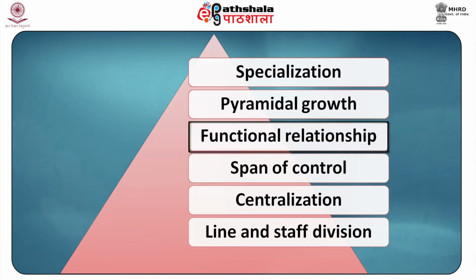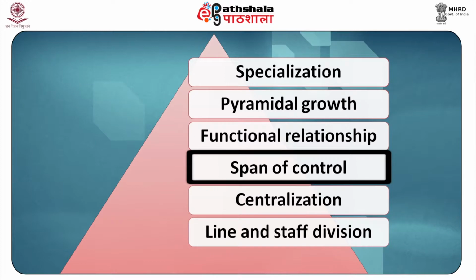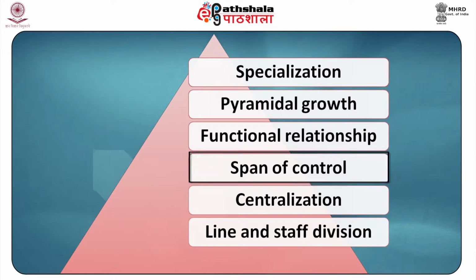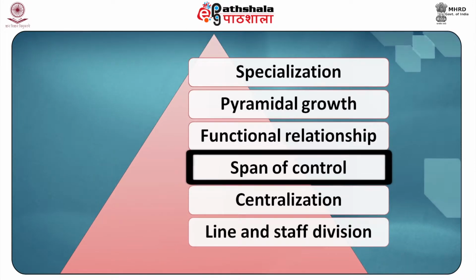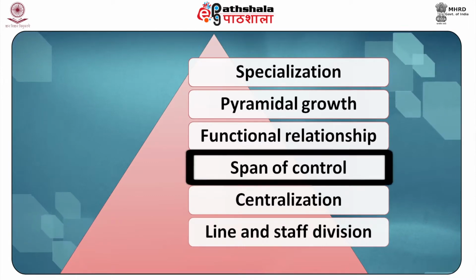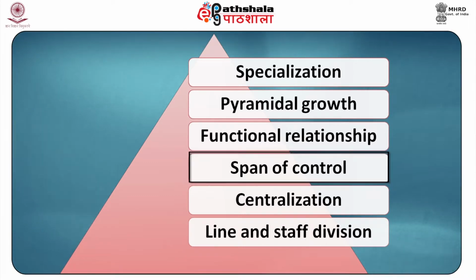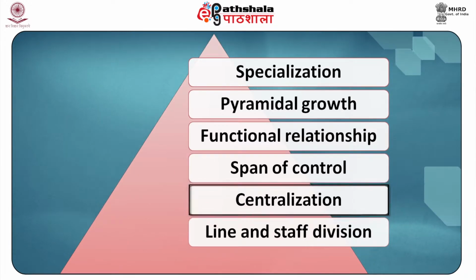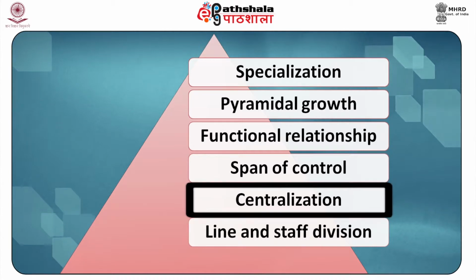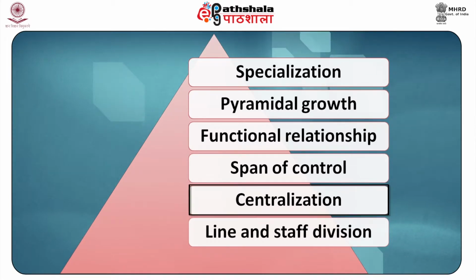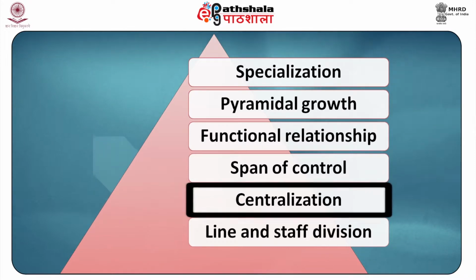The next feature which we'll talk about in the functional structure of organization is span of control. As the organization follows functional structure, therefore the span of management is limited. The next characteristic of functional structure is centralization. In a functional structure, authority is centralized to a very great extent.